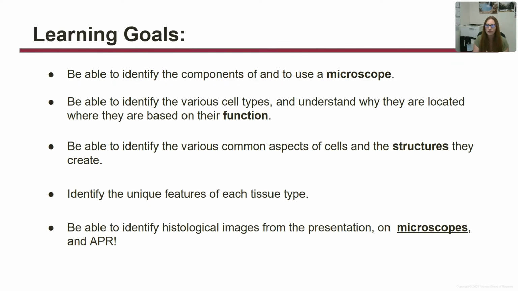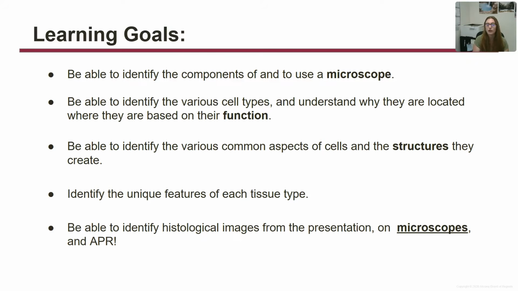So our big goals for this week are going to be able to identify the components of and use a microscope, skills that we should have already been building last week in lab, but that we'll continue to refine and practice this week. The ability to identify various cell types and understand why they are located where they are based on their function. Last week, we only dealt with epithelial cells. This week, we're going to deal with different types of cells, things like chondrocytes, osteocytes, erythrocytes, things like fibroblasts. So we're actually going to be talking about several different cell types instead of just the one overarching epithelial cell type that we talked about last week.